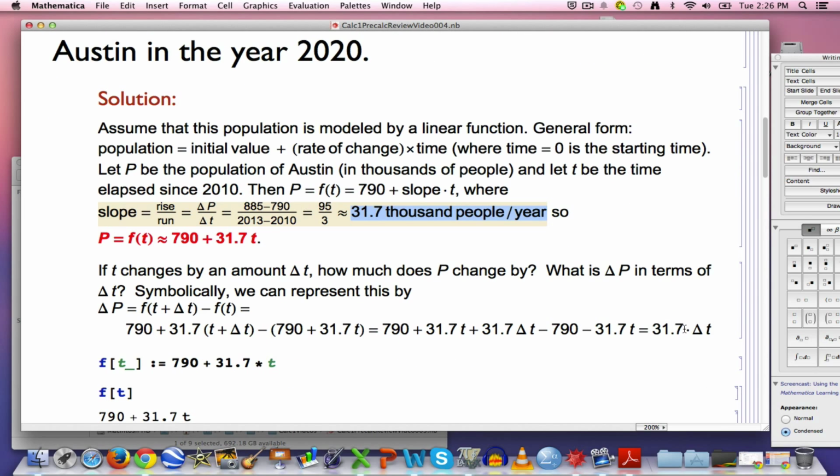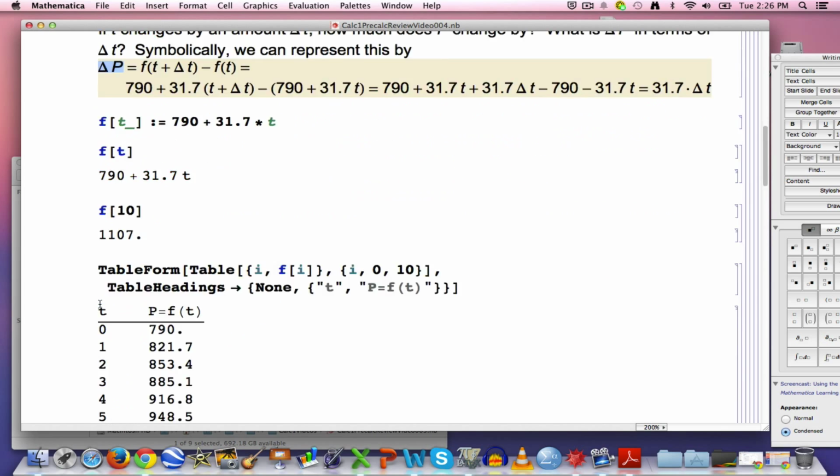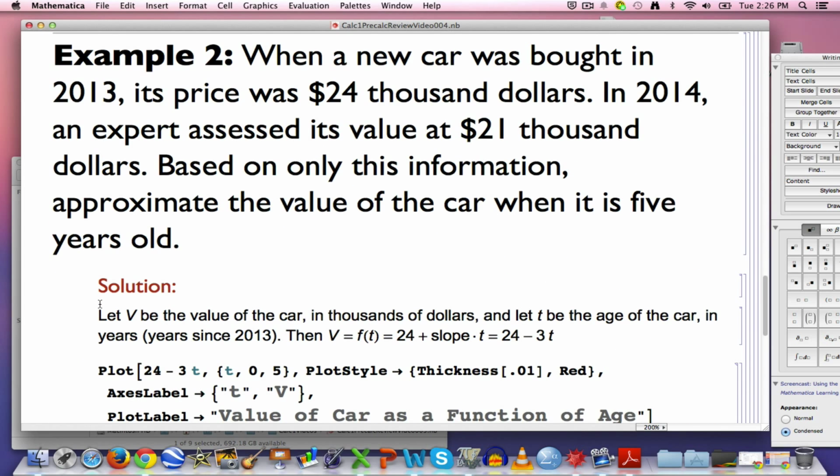So as you change the number of years by a certain amount, you multiply it by 31.7 thousand people per year. The years cancel, you get a certain change in the number of people, thousands of people in this case, delta p. Would we get the same kind of thing if we applied this to the depreciation example?